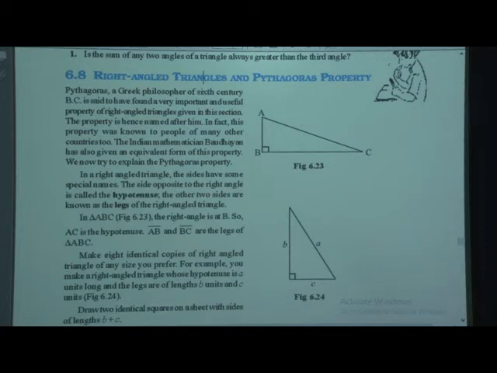For example, you make a right angle triangle whose hypotenuse is a. I told you to draw any right angle triangle, but all 8 right angle triangles should be identical. So the hypotenuse is a units long and the legs are of length b units and c units, whatever the unit is, it may be a centimeter or meter.